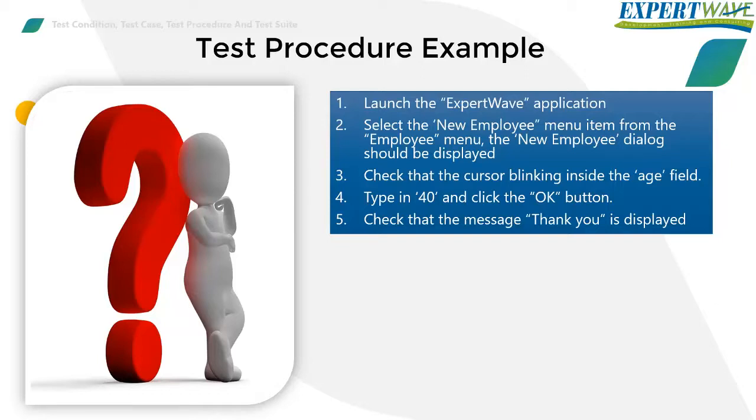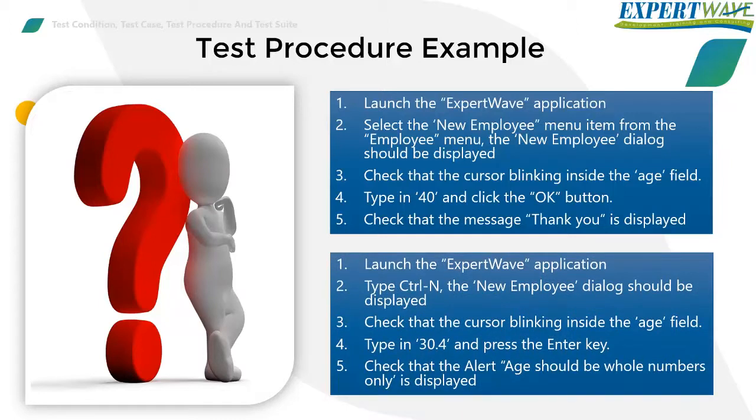Notice a few points here in the test procedure. It tested that the cursor is blinking in the age field, even though it's not mentioned in the requirement document. The test procedure tested more than one test case: the existence of the menu item New Employee under the Employee menu, the cursor blinking, and the number 40 being accepted in the age field.